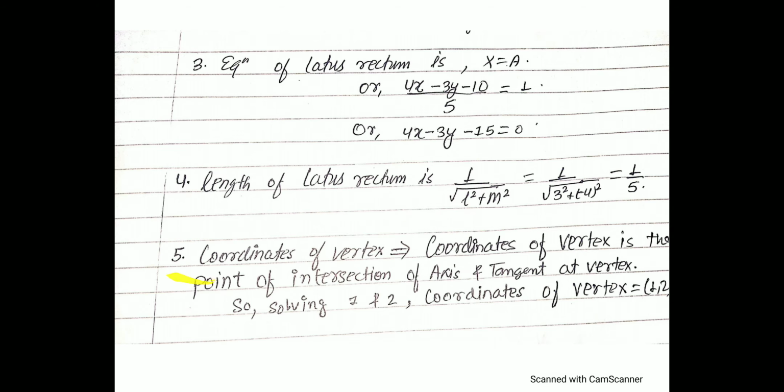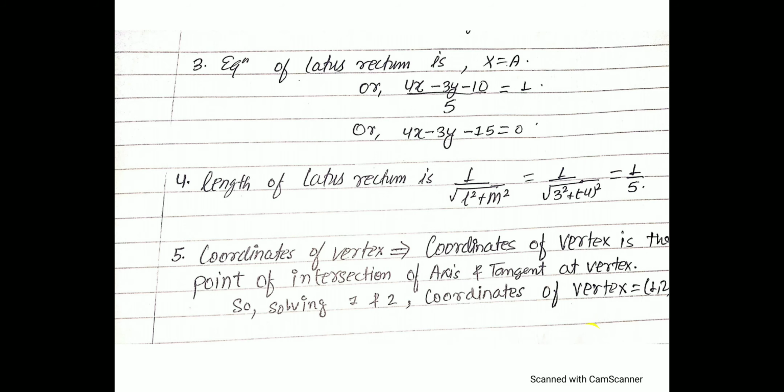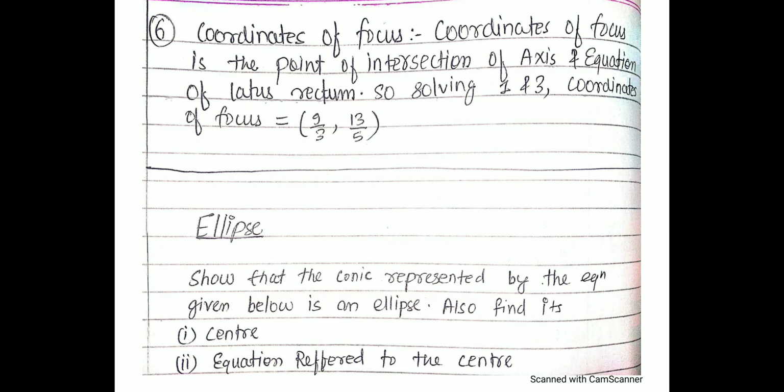Again we have to find the coordinate of the vertex, that is the point of intersection of the axis and the tangent at the vertex. So solving equations 1 and 2 to get the coordinate of the vertex, we get (1, 2). The coordinate of the focus is the point of intersection of the axis and the equation of the latus rectum. So solving this, the coordinate of the focus will be (9/5, 13/5).